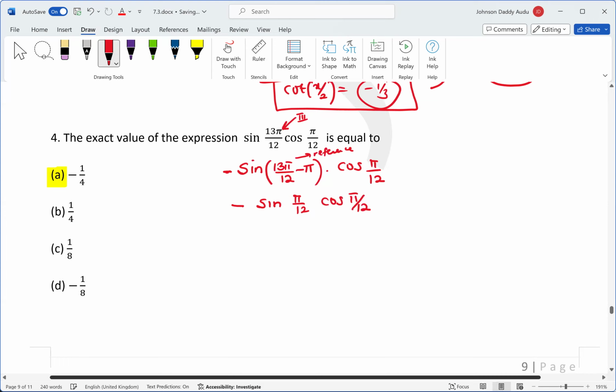Okay, so now we have this one. But if you look at this, this looks like what we know. This looks like sine. If you remember, sine 2x is 2 sine x cosine x. So if I have this one, we just have a minus attached to it.